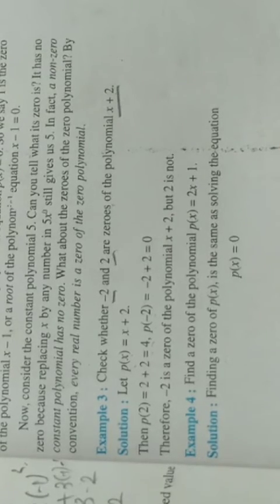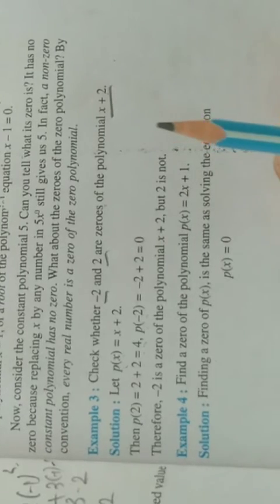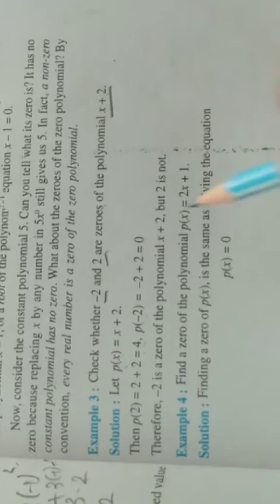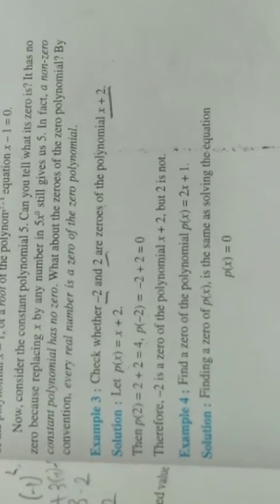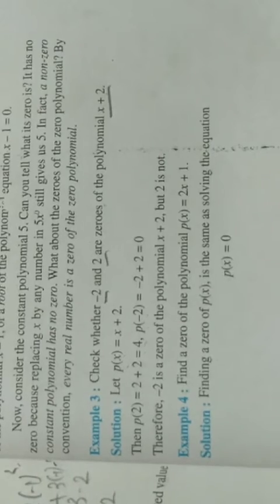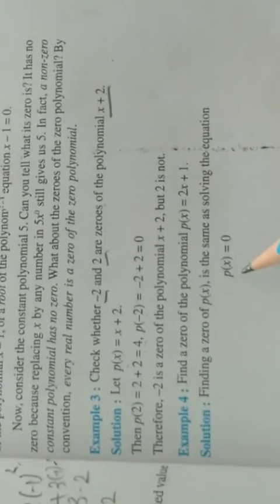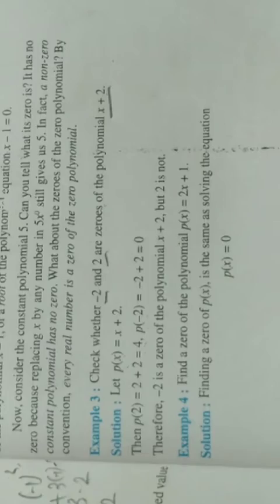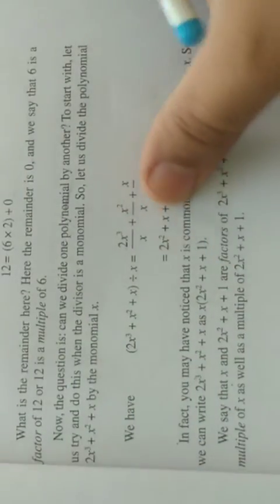Okay, now example number 4. Example number 4 says that find a zero of the polynomial p of x is equal to 2x plus 1. Okay, so how to find the zero of the polynomial? So we have to take p of x is equal to 0. So 2x plus 1 is equal to 0 हमें यहाँ consider करना है. Okay, so let me see.